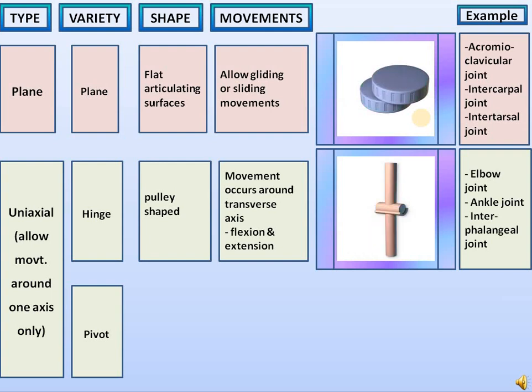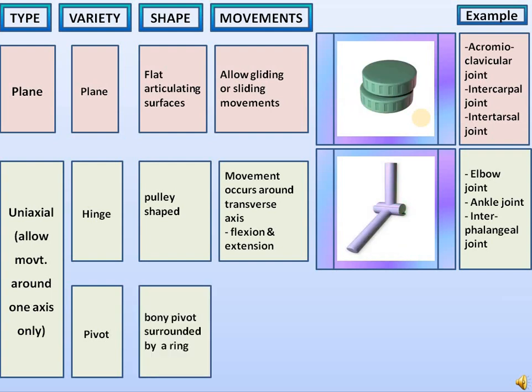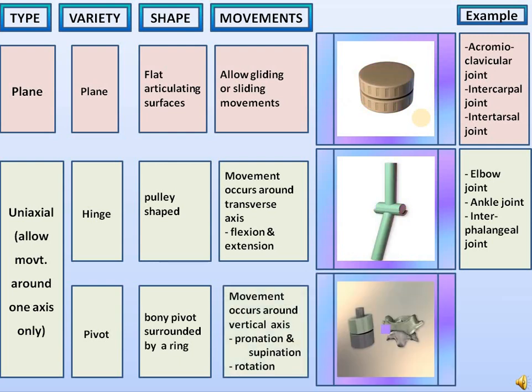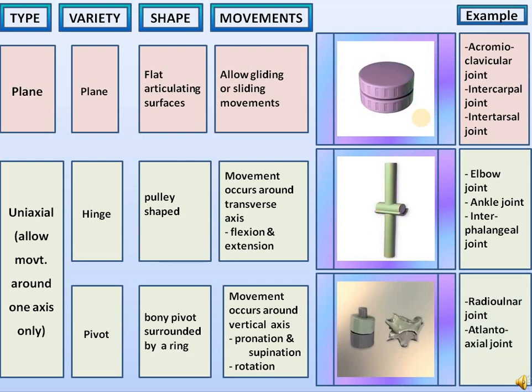Then the next variety is the pivot variety. Here we have a bony pivot that is surrounded by a ring, and the movement occurs around the vertical axis. So we have pronation and supination. Along with this, mild rotation is present. The examples are the radioulnar joint and the atlantoaxial joint.